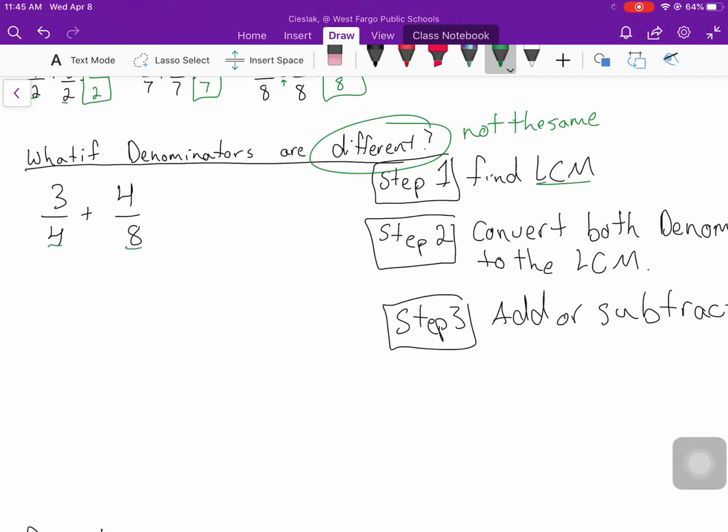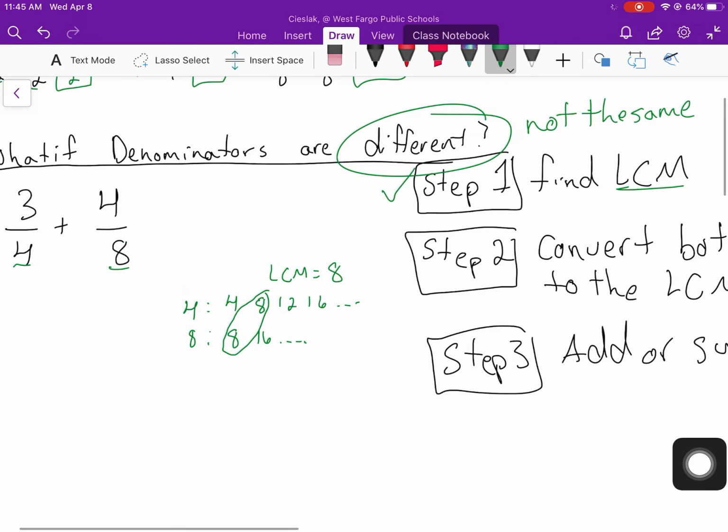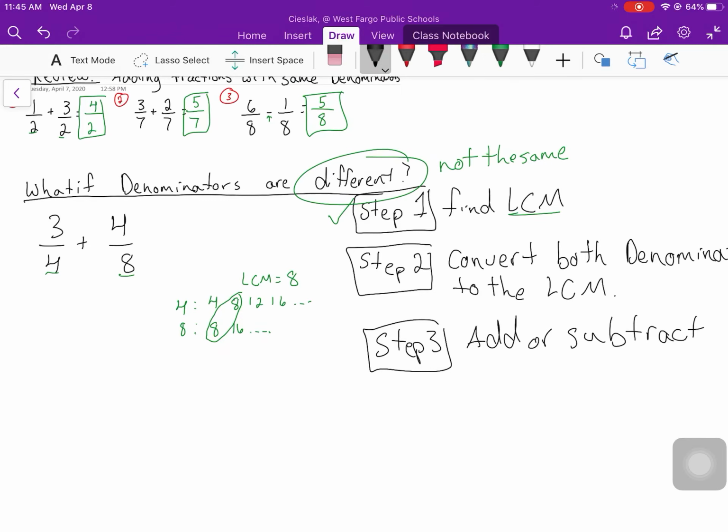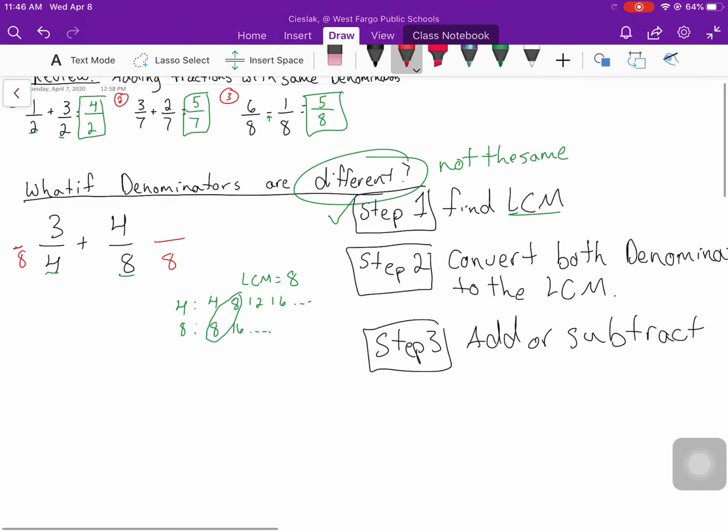Okay, so on the first one, I'm going to look at my denominators of 4 and 8, and I'm going to come over to the side, 4 and 8, and I'm going to list out my multiples. I'm going to go 4, and then 8, 12, 16. 8 is 8, 16, and it keeps going and going. But if I look right here, my least common multiple is 8. Okay, so that's step 1. Find the least common multiple. That's 8. Step 2 is going to be convert both of these fractions.